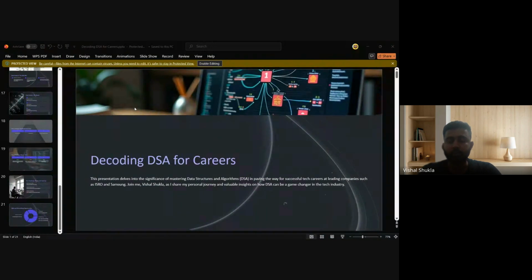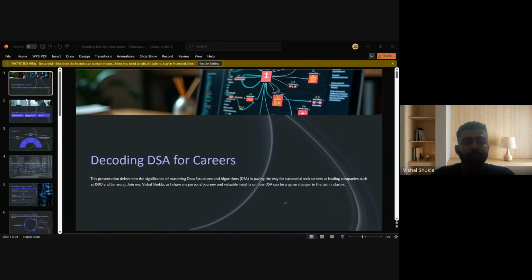Here, data structures will be playing a major role. If you're going forward with decoding DSA for careers, this is the significance: wherever you go with data structures, you'll find it is an efficient way of being successful in this particular career. Not only this career, but even if you go into some other career, you need DSA as an insightful thing. Even this is my personal journey and valuable insights on how DSA becomes a game changer.